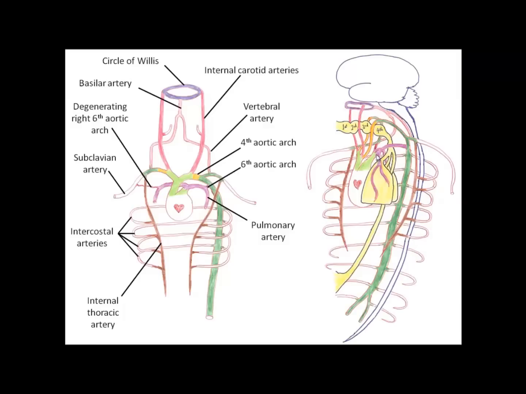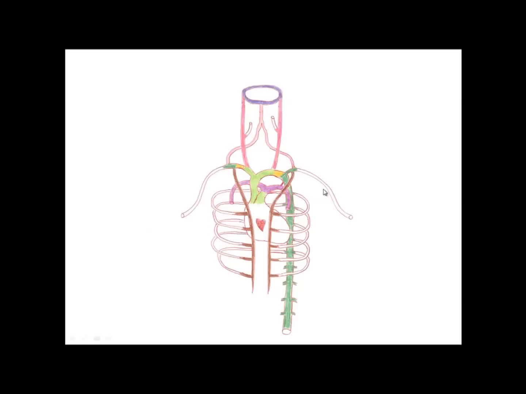Sixth arch on the left contributes to the dorsal aorta as the ductus arteriosus, contributes to the lung as the pulmonary artery, and the same thing is happening on the right, except that the connection between the right sixth arch and the right dorsal aorta is dwindling and will disappear. And here we are at our final step. The mature blood vessels have formed, color-coded the same way as before, from the aortic arch, ascending aorta, and pulmonary trunk.